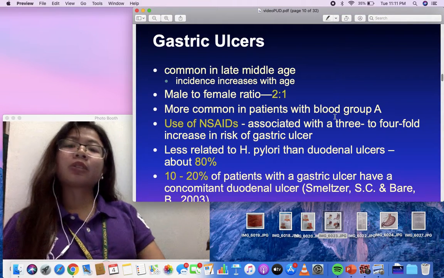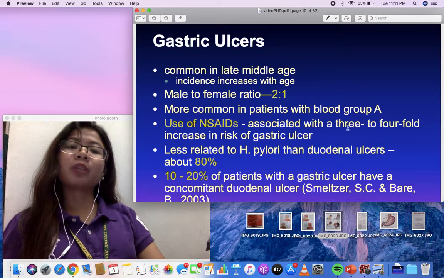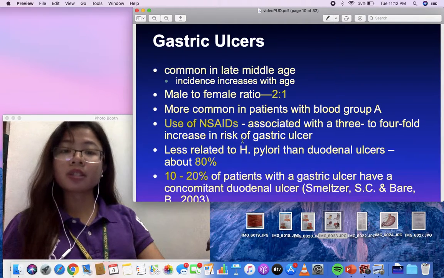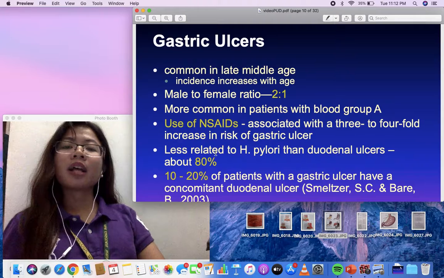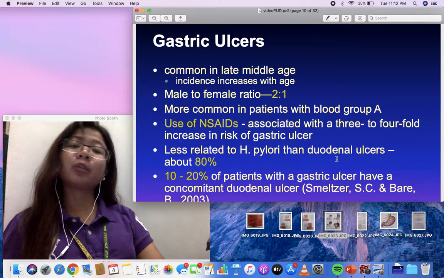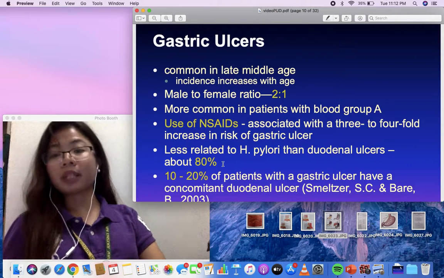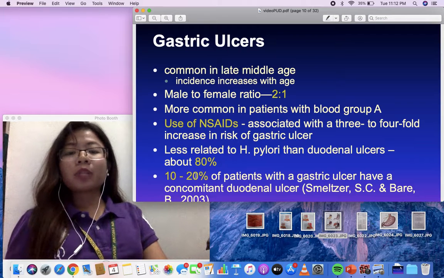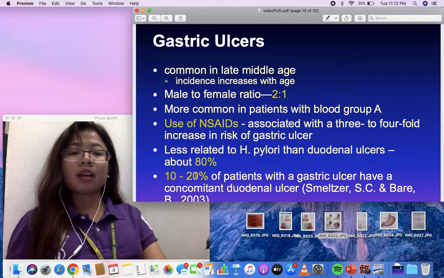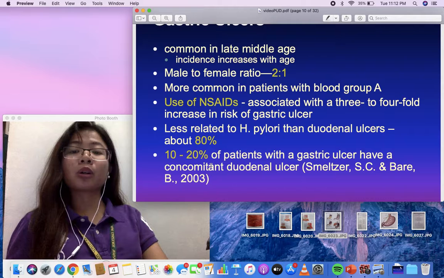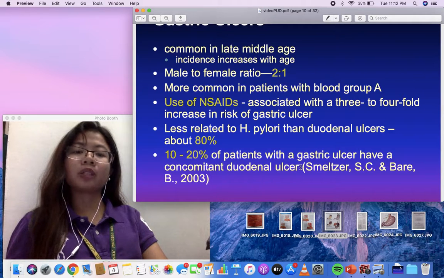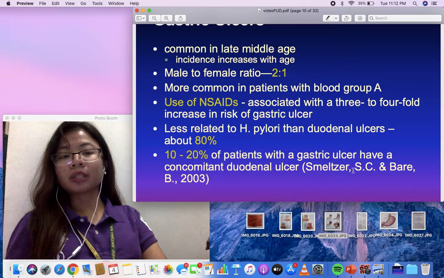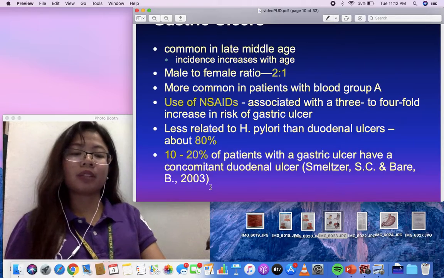For gastric ulcers, use of NSAIDs is associated with a 3 to 4-fold increase in risk of gastric ulcer, and it is less related to H. pylori than duodenal ulcers, about 80%. 10 to 20% of patients with a gastric ulcer have a concomitant duodenal ulcer. It's also according to Smeltzer SC and Bare B 2003.